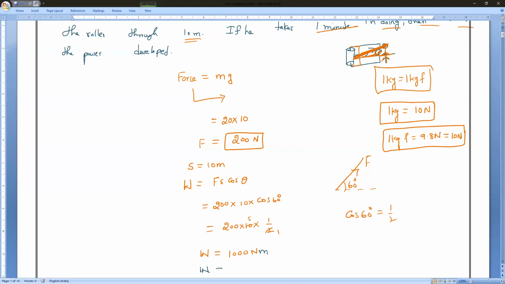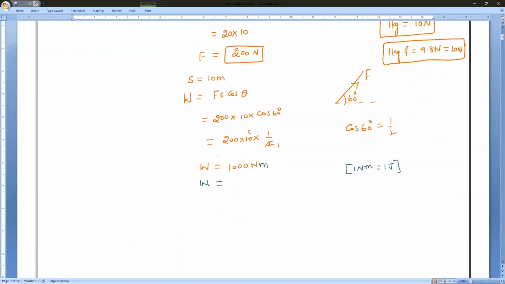So we all know that 1 newton meter equals how much? 1 newton meter equals 1 joule. So what is the work done, everybody? 1000 joules. Clear, all of you? So that is the work done. Or if you take 9.8, how much will it come? 980 joules. Is it okay, guys? Please respond.